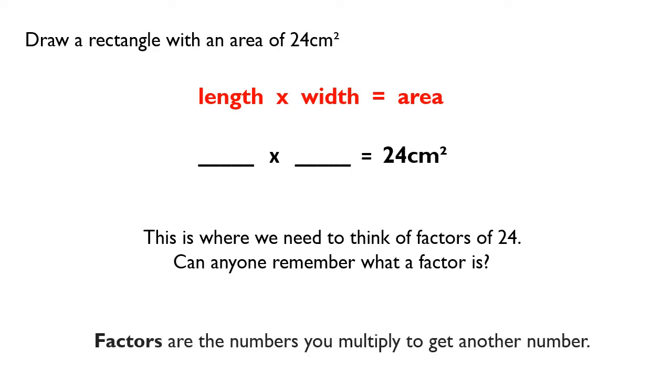Very good if you got this correct, and don't worry if not, here's your reminder. Factors are the numbers you multiply to get another number. For example, the most simple one, 1 multiplied by 24 equals 24. So 1 and 24 are factors of 24. Now, can you think of the other factors of 24?